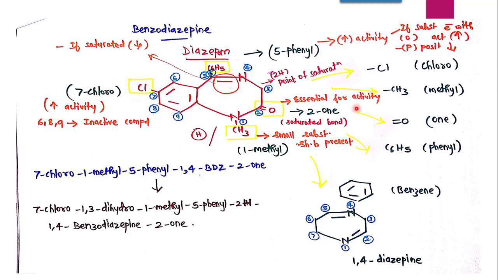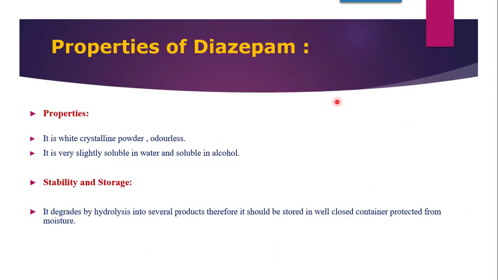So this was with the SAR points. IUPAC we have already seen in the video. Now coming towards the properties of diazepam. The color is white crystalline powder which is odorless. It is not having any kind of odor. Then it is very slightly soluble in water, but it is soluble in organic solvents such as alcohol.